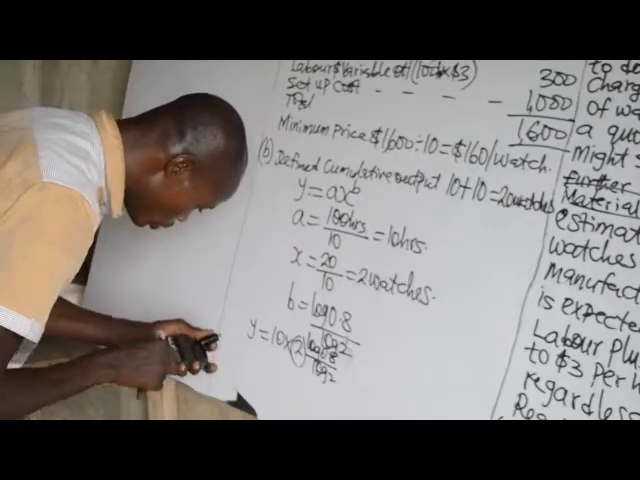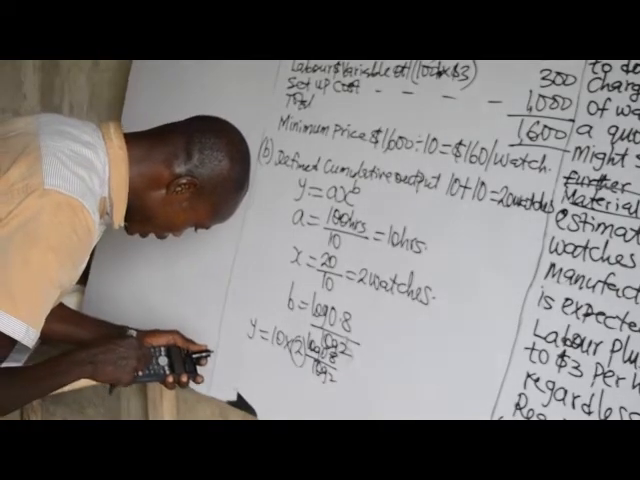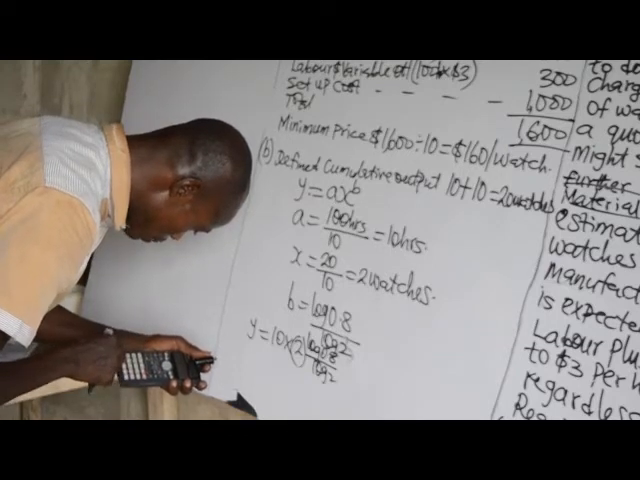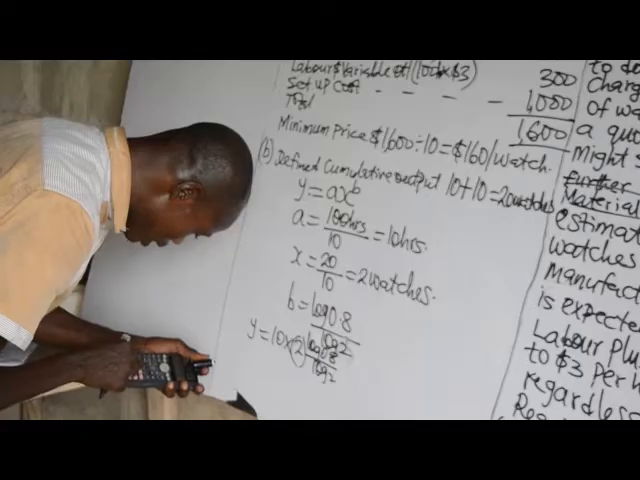Now 2 exponential log of 0.8 divided by log of 2.